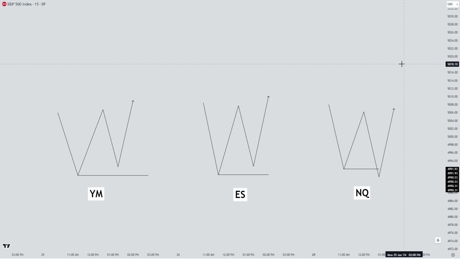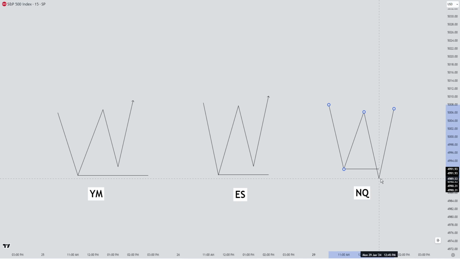A lot of people overcomplicate SMT divergence. I'm going to make it as simple as possible in under 60 seconds here. YM, ES, and NQ, they're correlated assets. They should move together. If YM makes a higher low, ES should make a higher low, NQ should make a higher low. That's what a correlated market looks like.